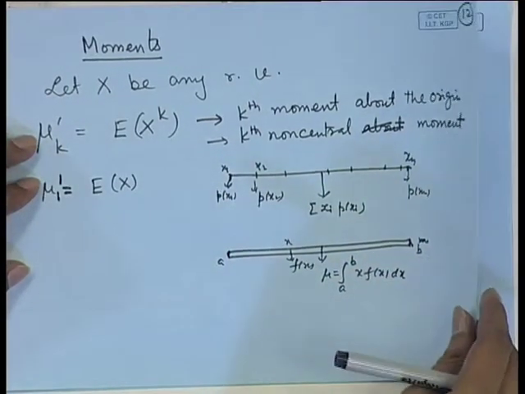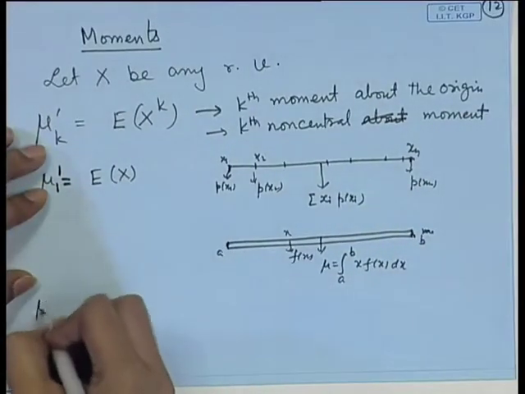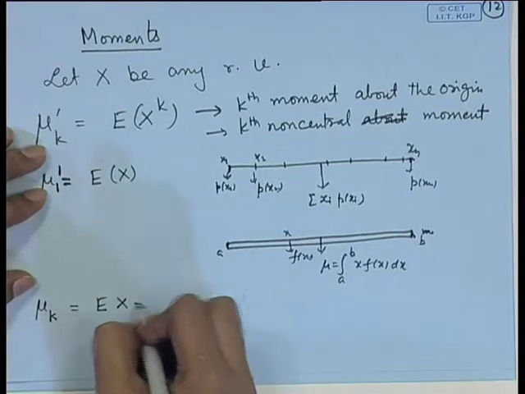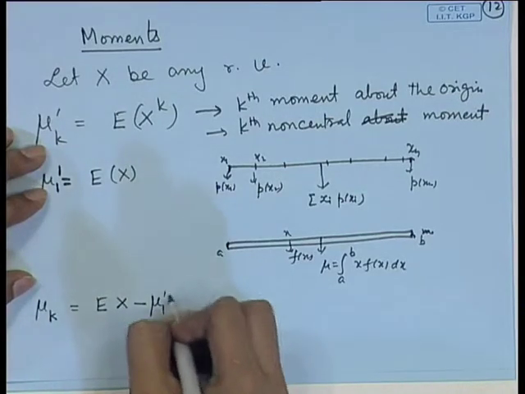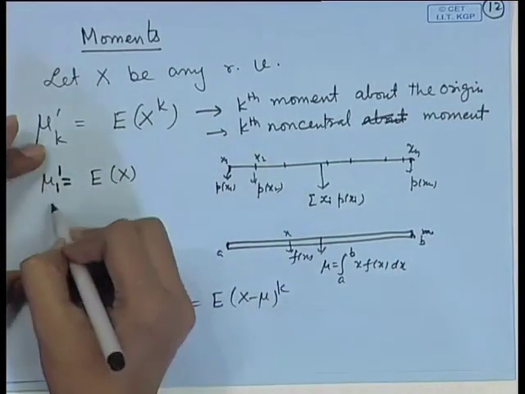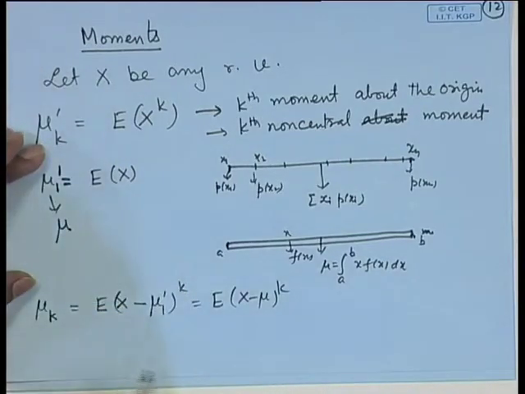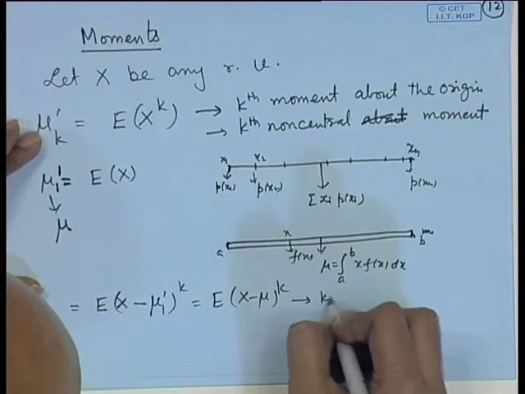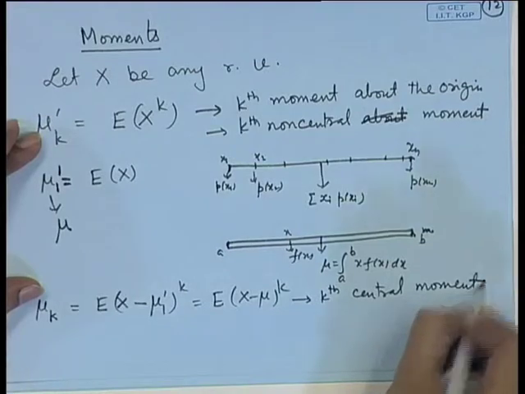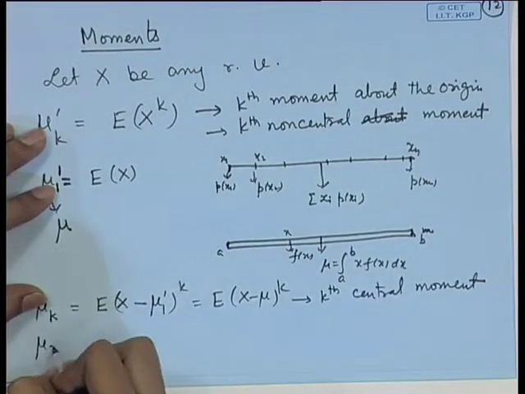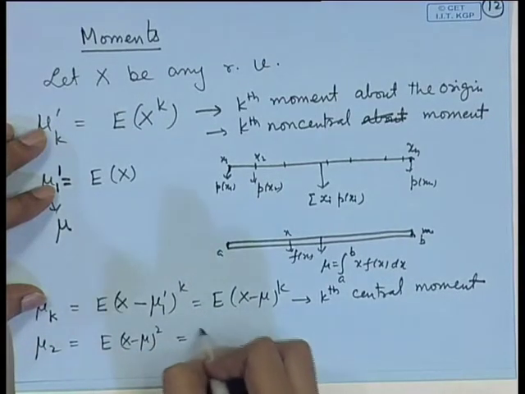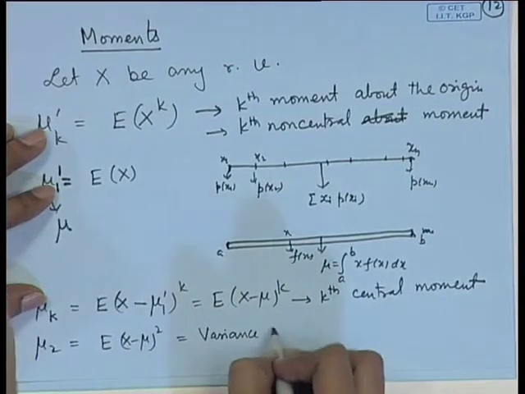We also define mu k, that is equal to expectation of x minus mu 1 prime to the power k, or expectation of x minus mu to the power k. The first one we usually denote by mu, the arithmetic mean. This is called kth central moment. In particular, mu 2 is called the variance of the distribution.